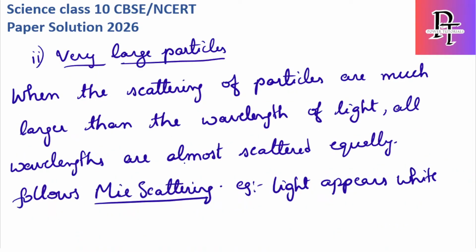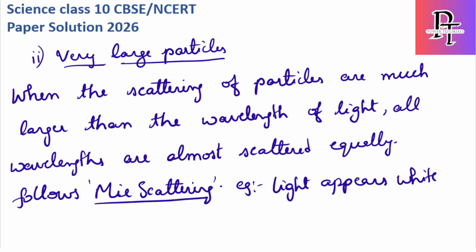Next, very large particles. When the scattering particles are very much larger than the wavelength of light, then all colors will scatter equally. So then it follows Mie scattering, whereas Rayleigh scattering is for small particles. If it is larger particles, it is Mie scattering. In Mie scattering, for larger particles, all the colors will scatter equally. That's why the light appears white, because all the colors are scattered equally and no color is dominant. Hence we can see tube lights or any light as exactly white in color.